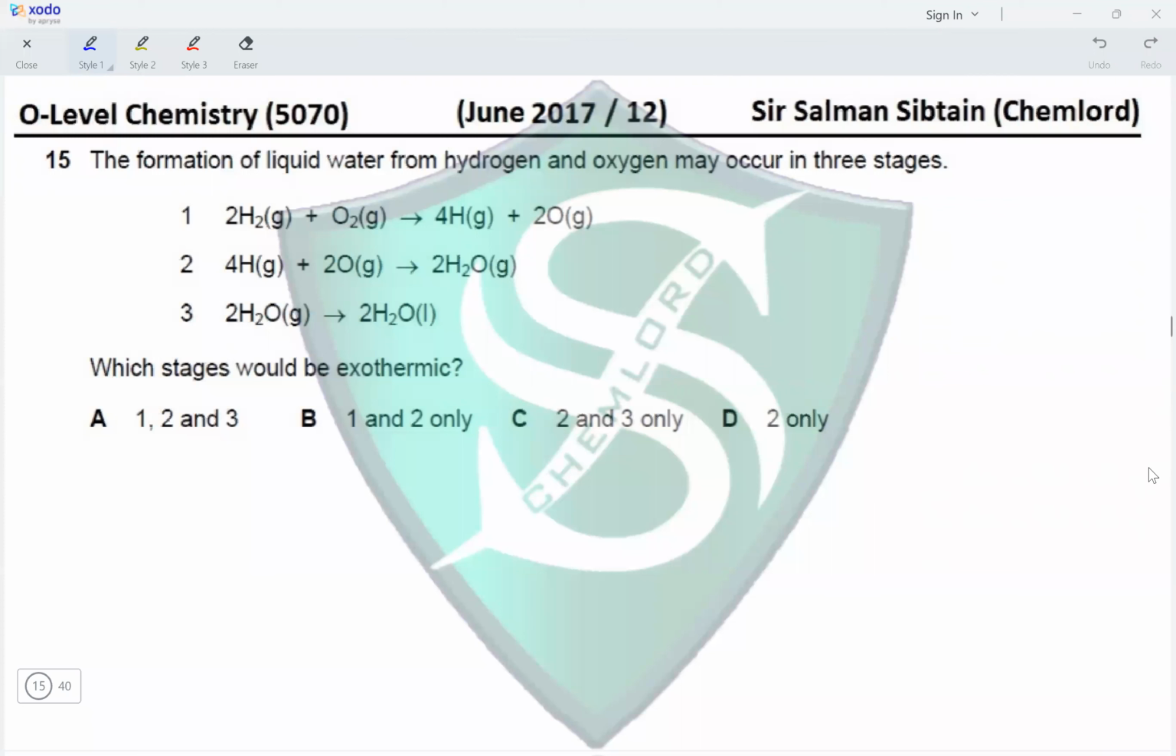Question 15. The formation of liquid water from hydrogen and oxygen may occur in three stages. Stage 1 has hydrogen gas and oxygen gas having their bonds broken, producing gaseous hydrogen atoms and gaseous oxygen atoms. So since bond breaking is involved, this process is endothermic. In stage 2, the gaseous atoms combine to form the molecule of steam. So since bond formation is involved, this stage is exothermic.